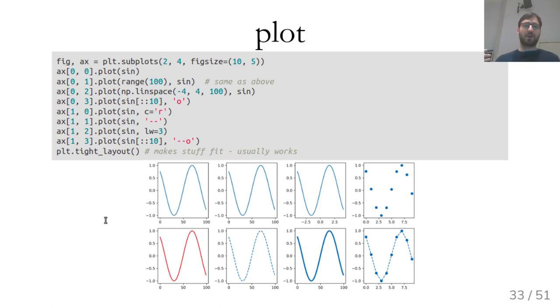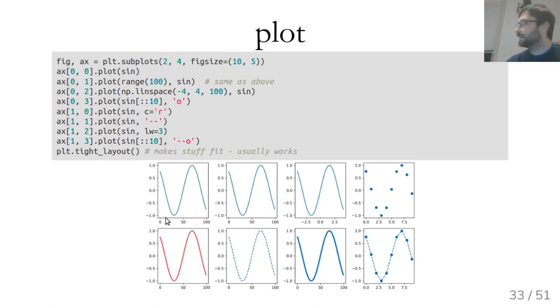The first one is plot. So plot you can use for line plots and for scatter plots, basically. By default, it does a line plot. If you don't provide a y-axis, it will just enumerate. If you give it a single array, it assumes the array is the y-axis. So if I give it just a sine curve, it enumerates the values. So there's 100 values and it goes from 1 to 100.